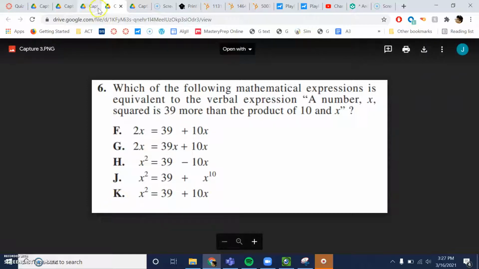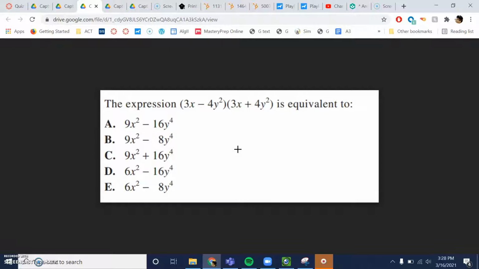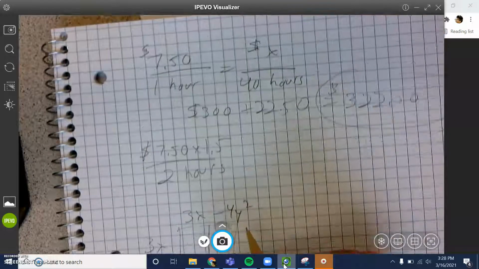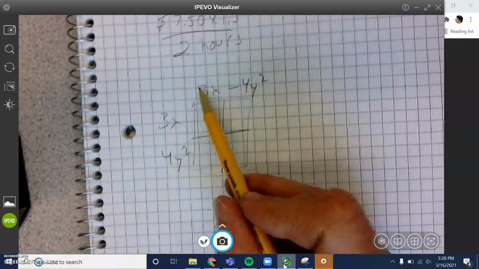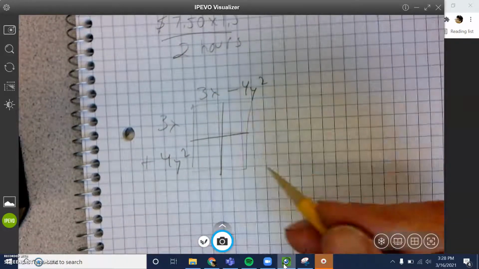Good work. Okay. Next. Ooh, what do you get for this? Go. All right, let's see. Box method. So you should have a box on your paper. (3x minus 4y squared) and (3x plus 4y squared). So this is what you should have, like this. So plus here, doesn't matter what you write.